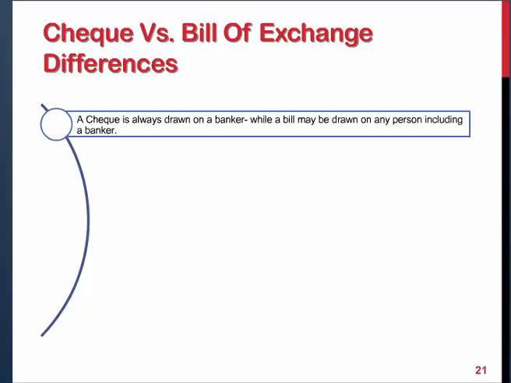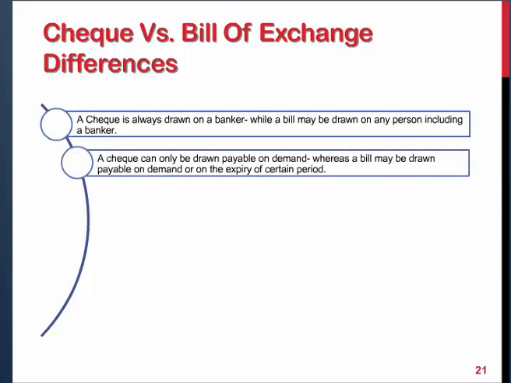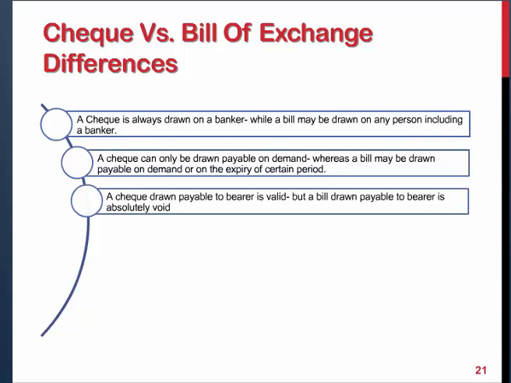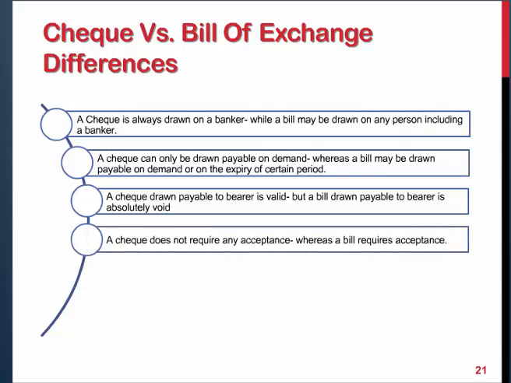A cheque is always drawn on a banker, while a bill may be drawn on any person, including a banker. A cheque can only be drawn payable on demand, whereas a bill may be drawn payable on demand or on expiry of certain period. A cheque drawn payable to bearer is valid, but a bill drawn payable to bearer is absolutely void. A cheque does not require any acceptance, whereas a bill requires acceptance.